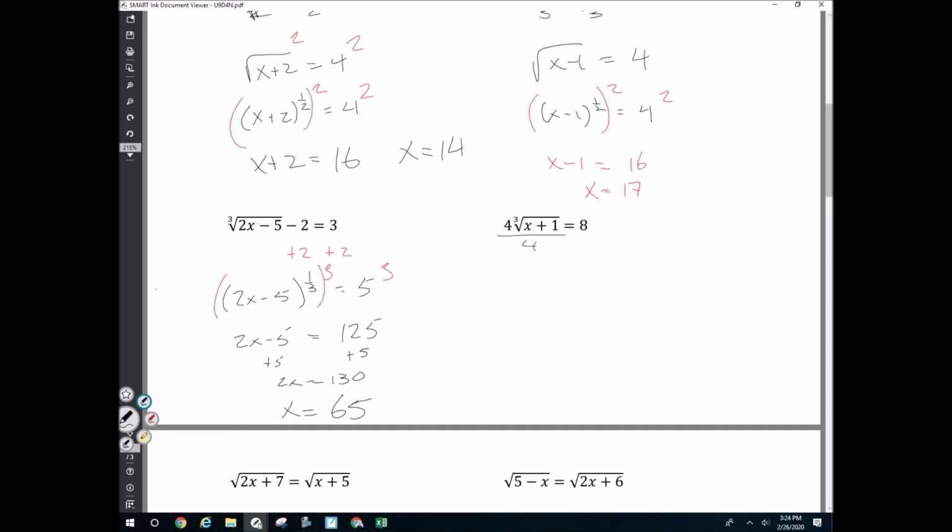I'm going to divide both sides by 4. I get x plus 1 to the 1/3 equals 2. Take both sides to the 3rd power, because 3 times 1/3 is 1. 2 cubed. 2 times 2 times 2 is 8. Subtract 1. Okay, good. We got something.